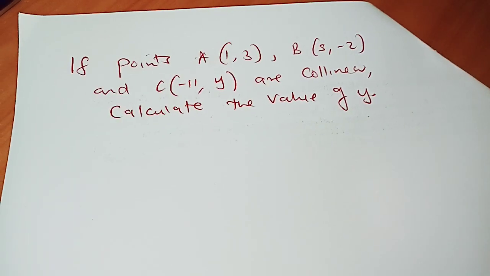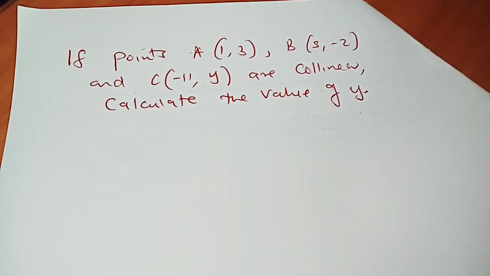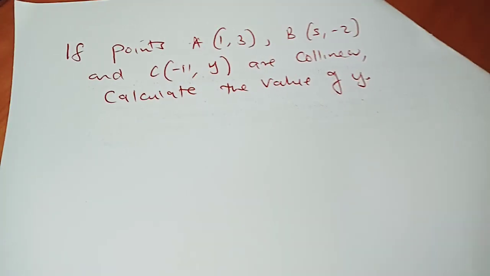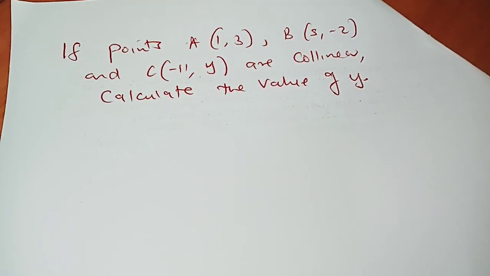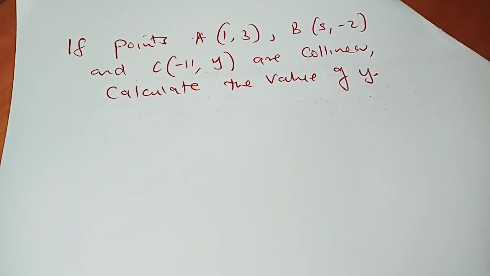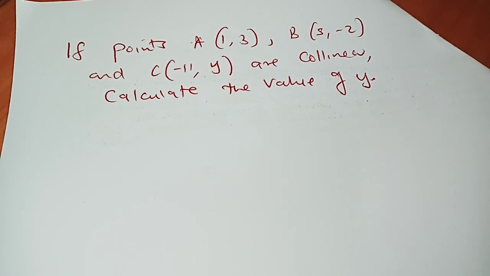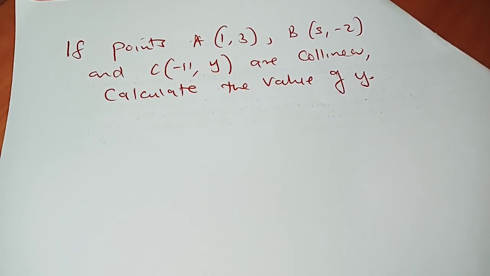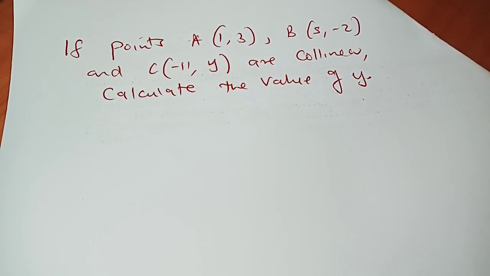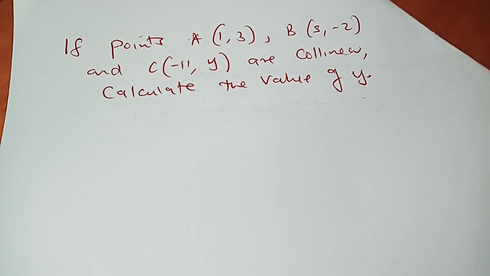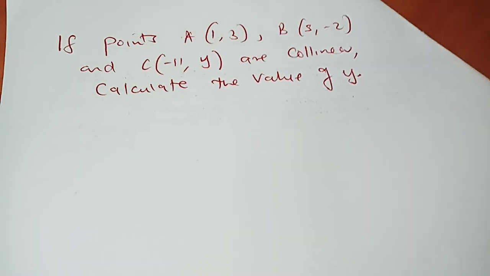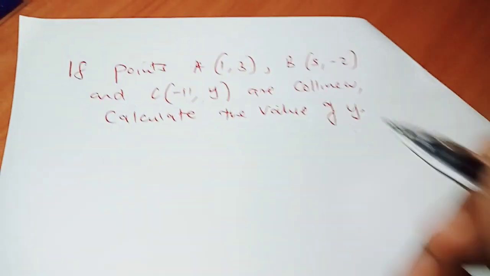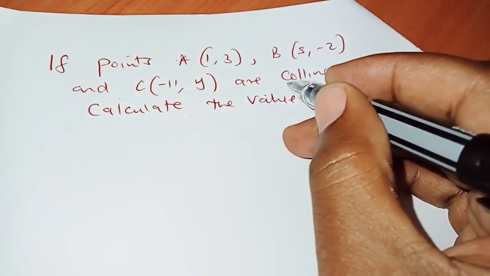Actually, I have a set of questions here that I want us to look into. And the first question comes from the topic of vectors, and we are trying to investigate the concept of collinearity. Okay, so if points A(1, 3), B(5, -2), and C(-11, y) are collinear, calculate the value of y. So we have a condition that these 3 points are collinear.